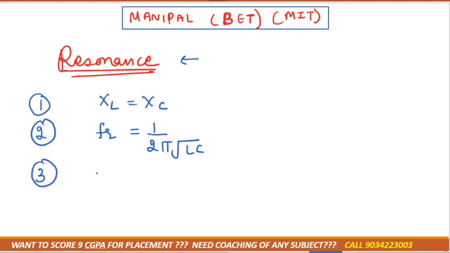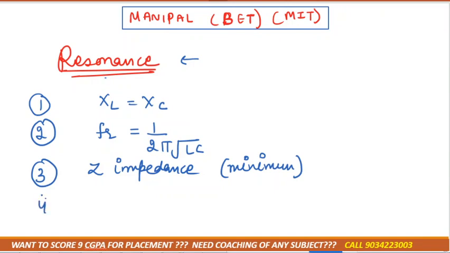Then the third condition is that impedance should be minimum in the case of resonance, because whenever they say minimum impedance, you have to understand that this is the condition of resonance. Then current should be maximum for this condition.